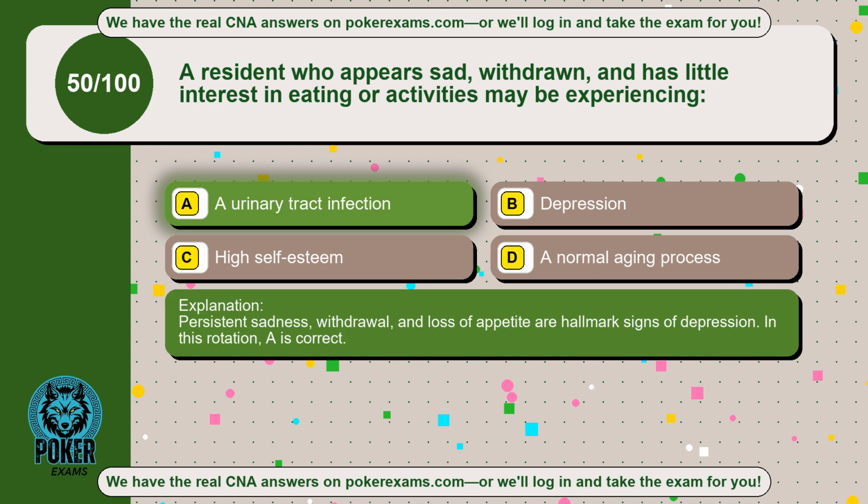Persistent sadness, withdrawal, and loss of appetite are hallmark signs of depression. In this rotation, A is correct.